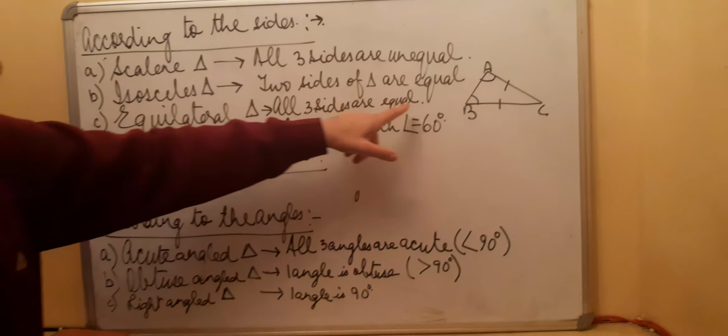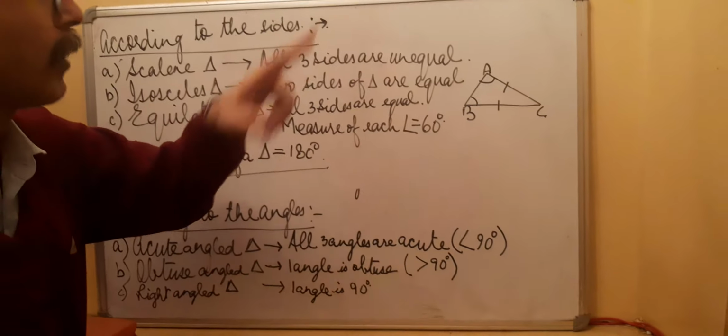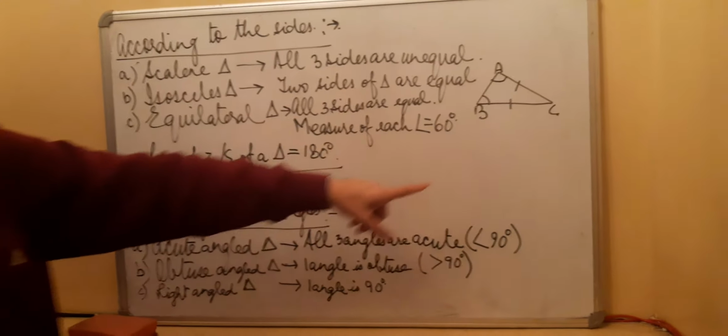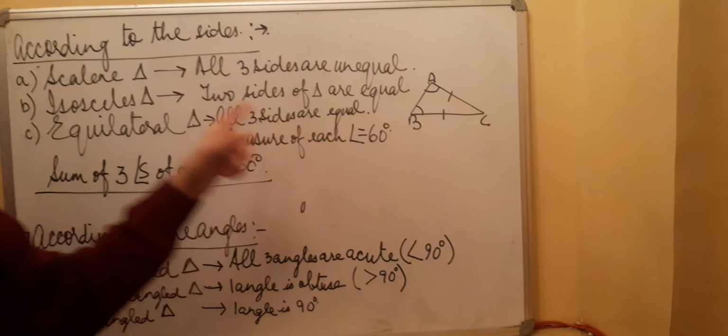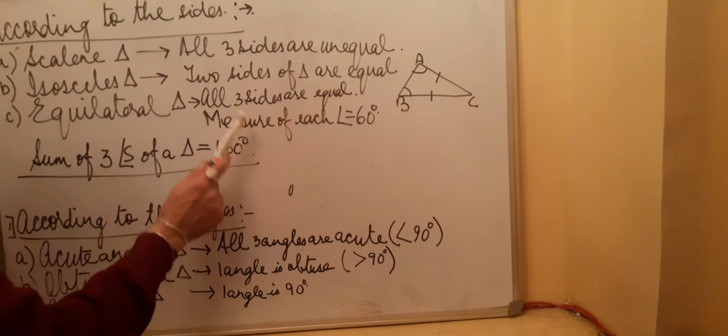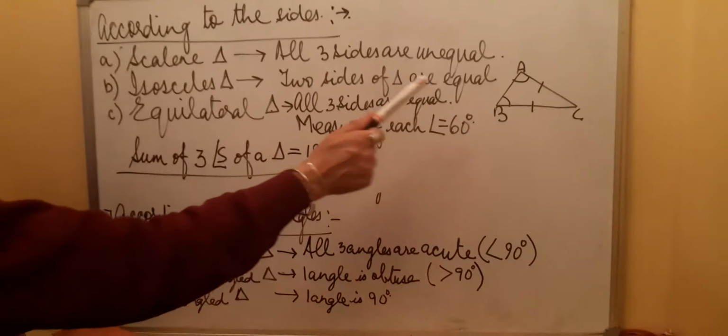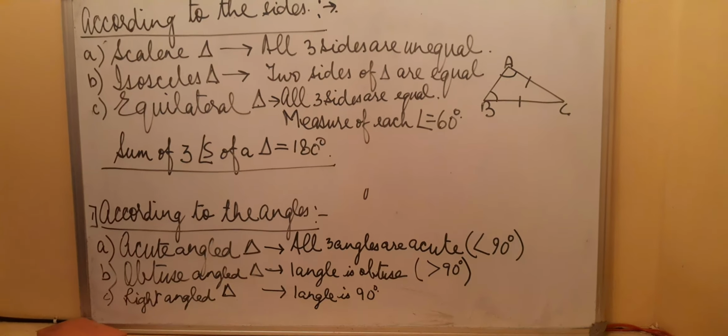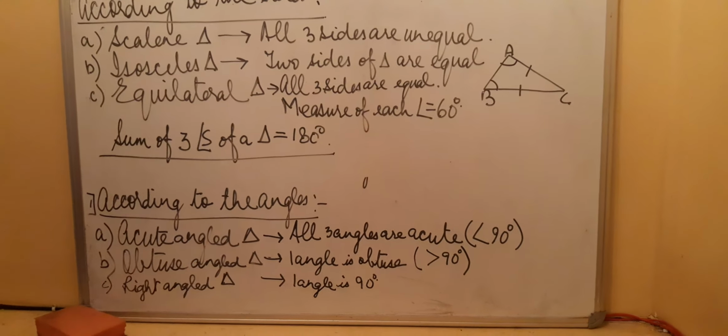Since all the three sides are equal, therefore all the three angles are equal. Why? Because I have told you the property, the angles opposite the equal sides are equal. When all three sides are equal, the angles opposite the three sides will also be equal, and therefore if you divide 180 by 3, you get 60 degrees. The measure of each angle is equal to 60 degrees.